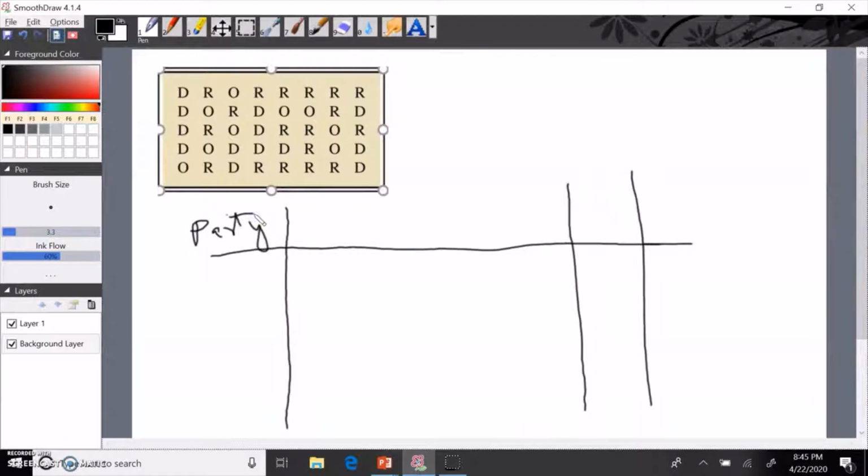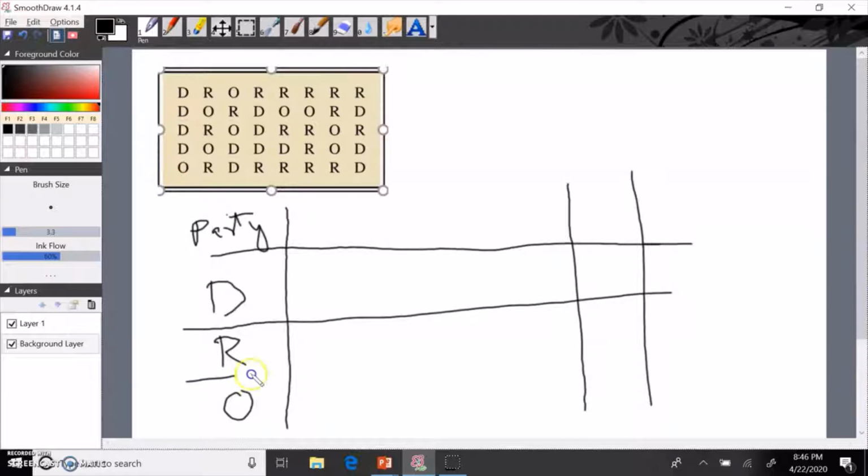So we have 3 parties here. D stands for Democrat, R stands for Republican, and O stands for other. In order to make sure that everybody lives in its own space, I'm just drawing these rows here, right? And now we move to the second column. The second column is called a tally. Right? How do we do the tally?